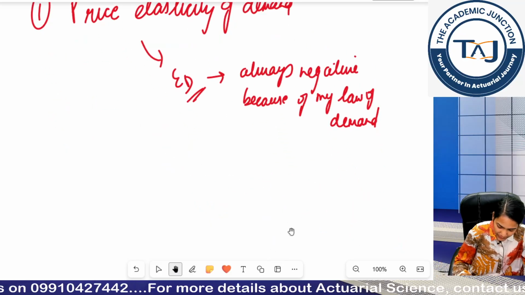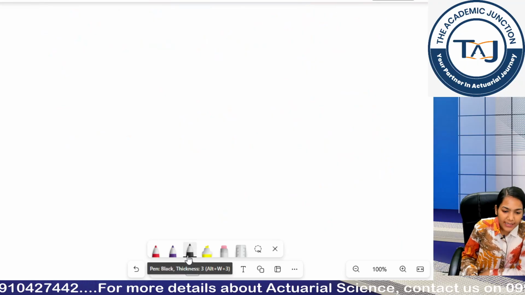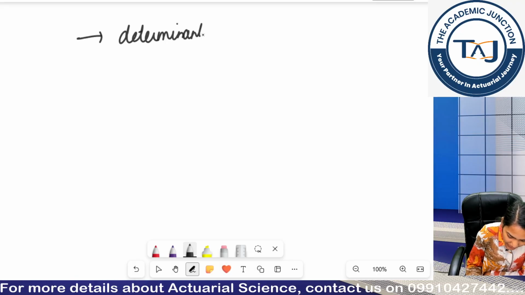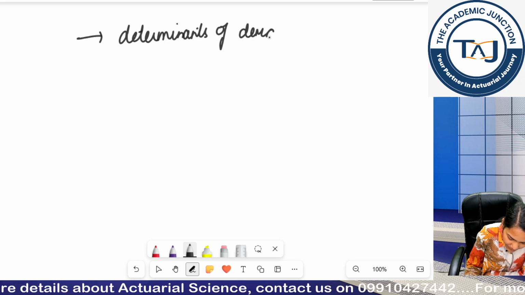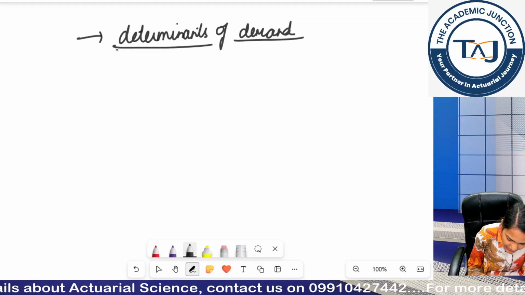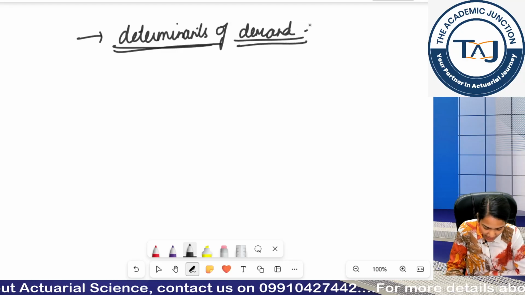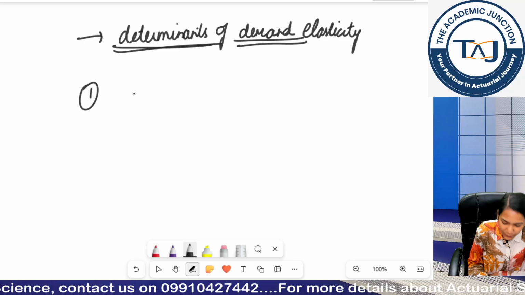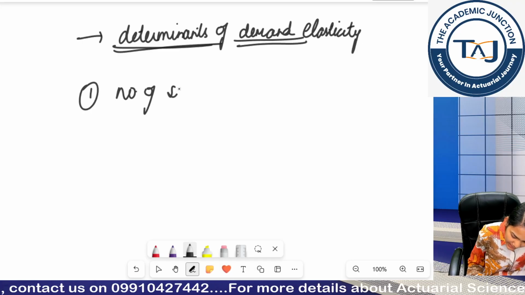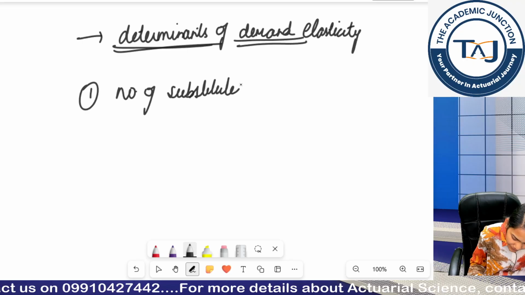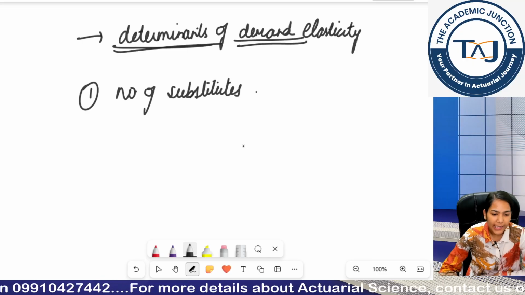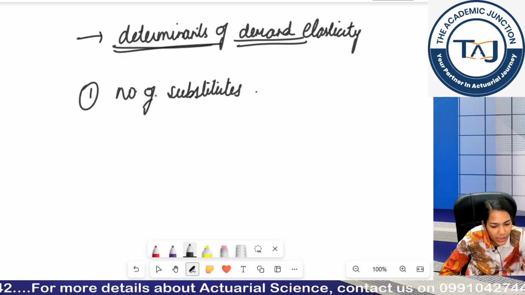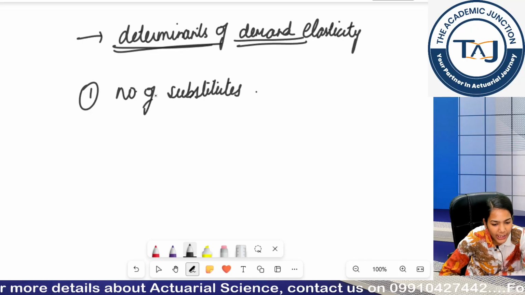Now let's move forward. Continuing with the price elasticity of demand, now let us discuss the determinants of price elasticity of demand. The first determinant would be the number of substitutes. If the number of substitutes is more for a certain good, will its elasticity be high or low? Will it be more elastic or inelastic?